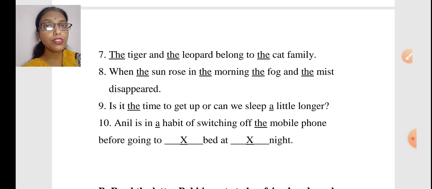L, consonant sound, A is there. Anil is in a habit of switching off the mobile phone. A habit, again consonant sound H. The mobile phone, because I'm talking about Anil's mobile phone, before going to bed at night.